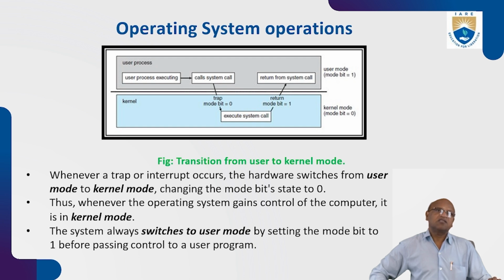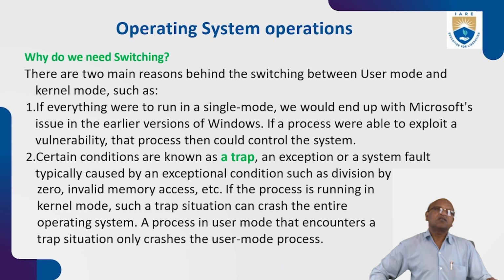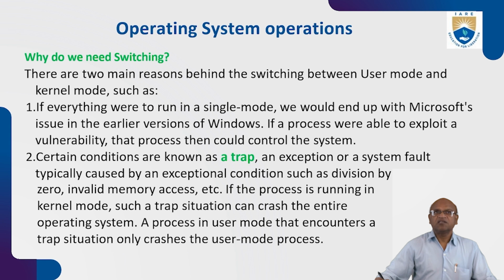Thus, the system always switches to user mode by setting the mode bit to 1 before passing control to user mode. There are two main reasons behind switching between user mode and kernel mode. If everything were to run in a single mode, we would end up with the issue in earlier versions of Windows. If a process were able to exploit one vulnerability, that process could then take control of the system. Certain conditions are known as traps, an exception or a system fault, typically caused by an exceptional condition such as division by zero, invalid memory access, etc.